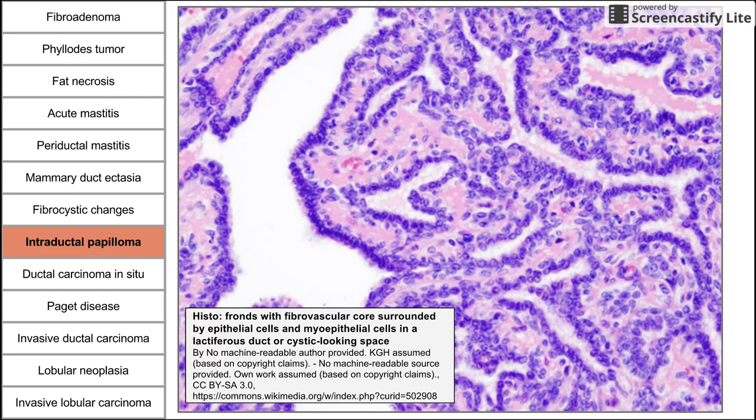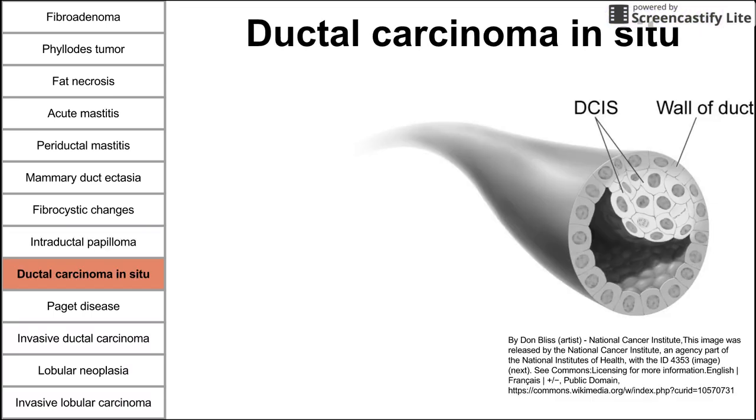Now here you can see the fronds that have a fibrovascular core. It's important to see that pink core, and that tells you that it's an extension of the tissue. And if you were to stain these for myoepithelial and epithelial cells, you should be able to see both because it's a benign condition, intraductal papilloma. Next is ductal carcinoma in situ. This is the first of the malignant conditions.